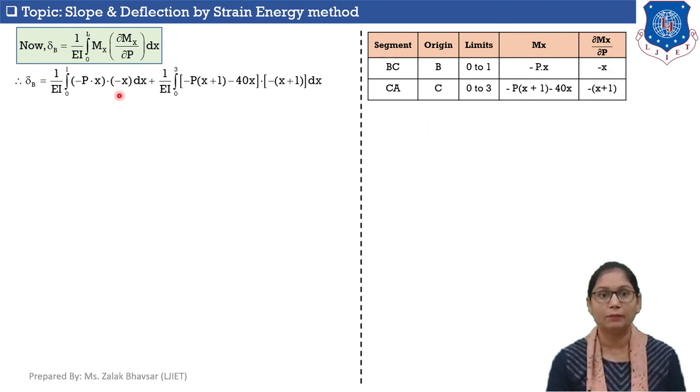So here I mention minus x into dx. For section BC, limit is 0 to 1. So here I mention limit of integration 0 to 1.